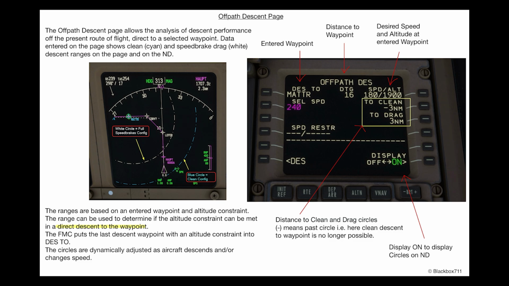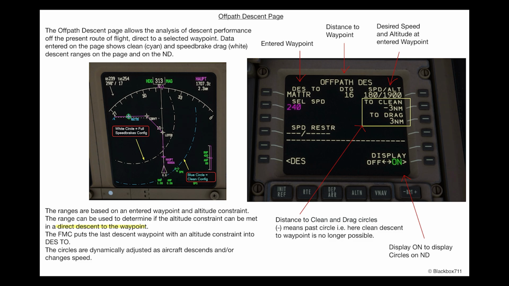The ranges are based on the entered waypoint and altitude constraint. The range can be used to determine if the altitude constraint can be met in a direct descent to the waypoint, with regards to clean configuration or with full speed brake configuration. It says here also the FMC puts the last descent waypoint with an altitude constraint into descent 2. And the circles are dynamically adjusted as the aircraft descends and or changes speed.